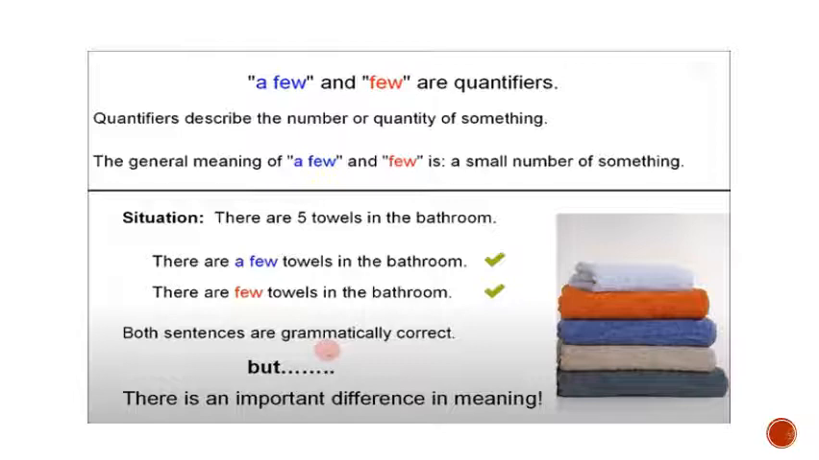Let's have a look at the situation below. There are 5 towels in the bathroom. There are a few towels in the bathroom is correct. There are few towels in the bathroom is correct too. Both sentences are grammatically correct, but there is an important difference in meaning. And what is it?